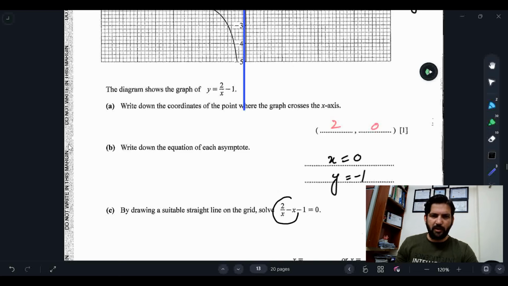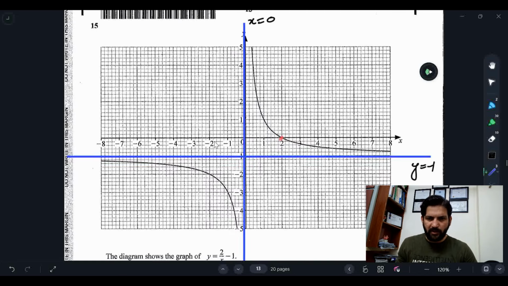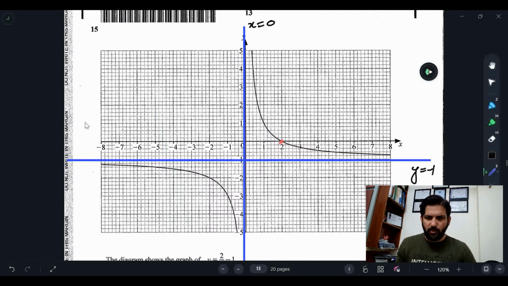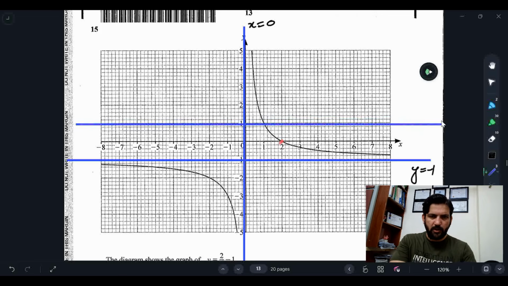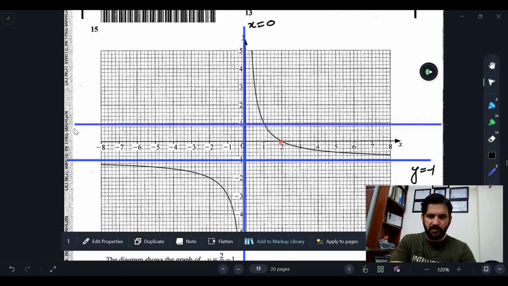Let's move to the C part. By drawing a suitable line on the grid, solve this. Now we know that this portion is 2x minus x. So 2x minus x will be equal to y. So we can replace it with y. So y minus 1 is equal to 0, which means y is equal to 1. Now y is equal to 1 will be this line. Okay?